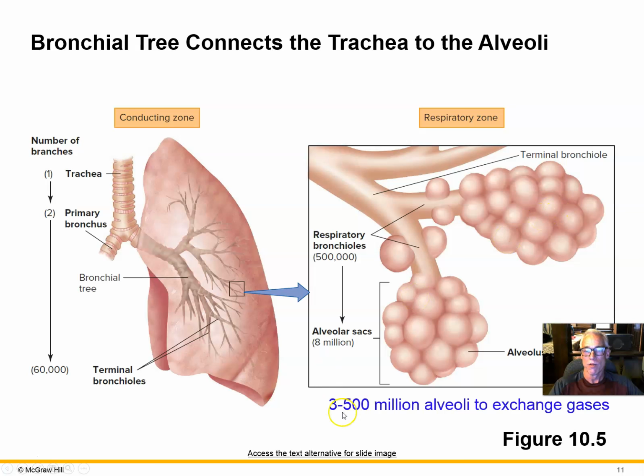alveoli attached to it. About 300 to 500 million alveoli make up the respiratory membrane of your lungs, the membrane across which oxygen and CO2 must diffuse. It's been estimated that if you took all of the alveoli and flattened them out and attached them all together in a sheet, they would cover an entire soccer field. So you have a very large surface area for gas exchange, which is very important.